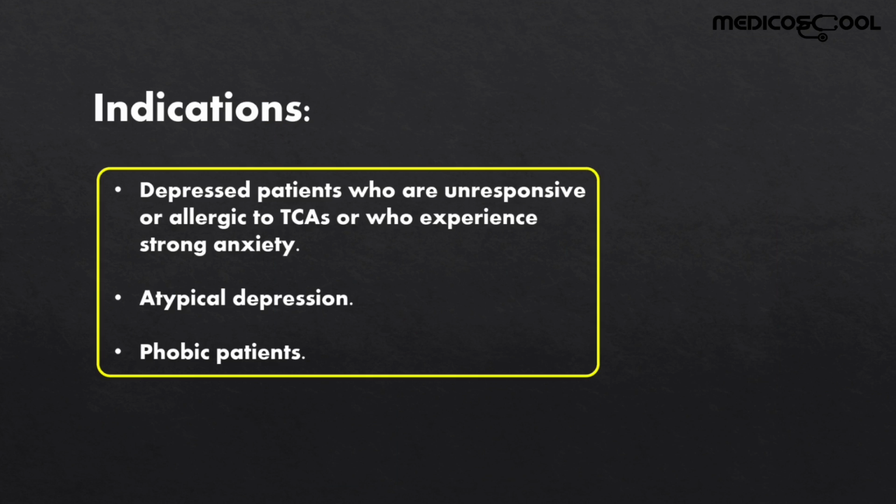Now what are the indications of the monoamine oxidase inhibitors? They are used in depressed patients who are allergic to the tricyclic antidepressants, or who along with depression experience strong anxiety. So, depressed patients who are allergic to the TCAs and who experience strong anxiety. They can also be used in atypical depression, and they can also be used in phobic patients.